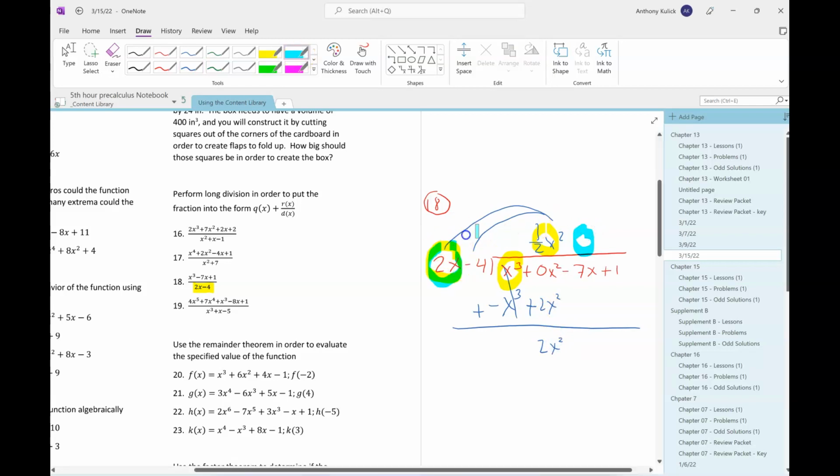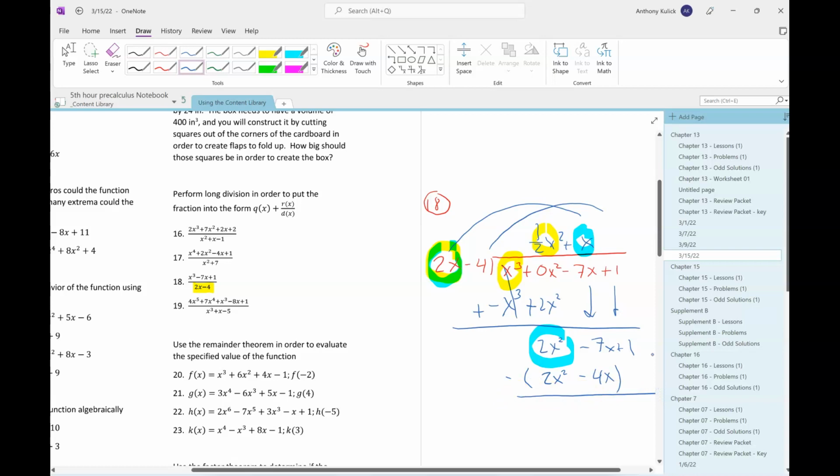What times 2x gives me 2x squared? That's got to be x. And again, multiply that to both pieces. Oops, forgot to bring everything else down. Still doing okay, Victoria? Yeah. Okay. And you'll holler at me if I do anything that makes you wonder what happened? That goes for the rest of you too.